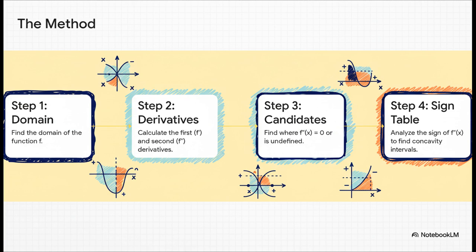First, always know your domain. Second, you've got to do the calculus. Find f prime and then f double prime. Third, you hunt for those candidate inflection points by setting that second derivative to 0 or finding where it's undefined. And finally, you build a sign table to map out exactly where the function is smiling and where it's frowning.